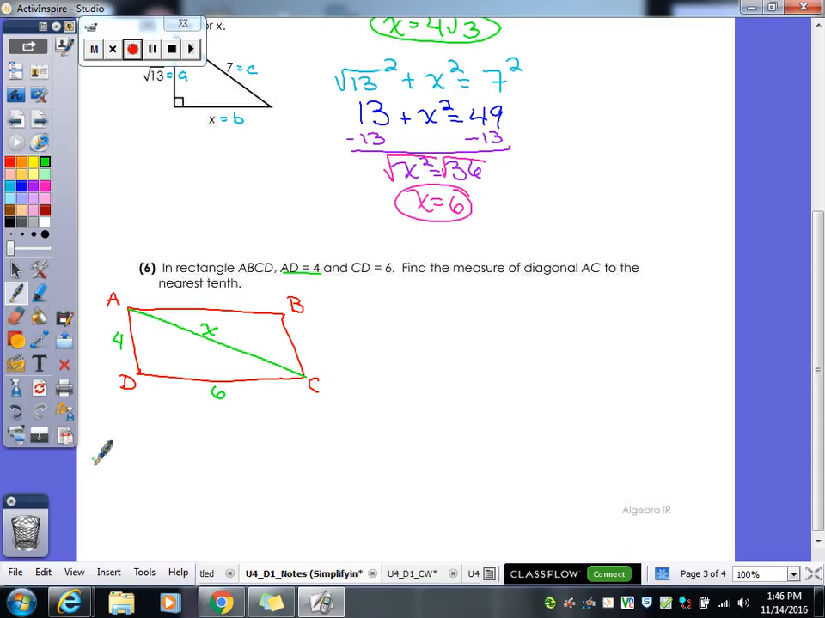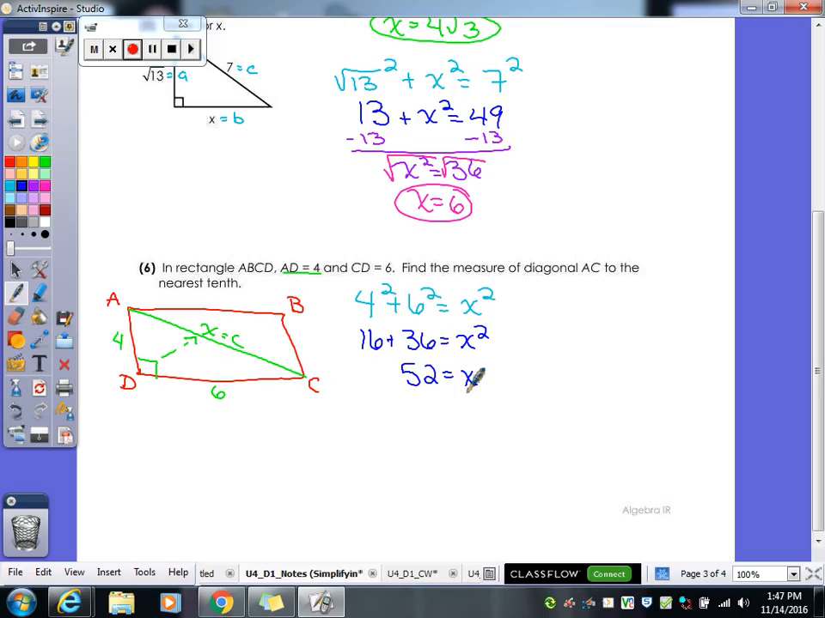So which part of our Pythagorean theorem are we looking for? The A, the B, or the C? The C. Because remember, this is a 90-degree angle. So that's our C. So we're going to do 4 squared plus 6 squared equals x squared. So 4 squared, 16, plus 36 equals x squared. So what is 16 plus 36?